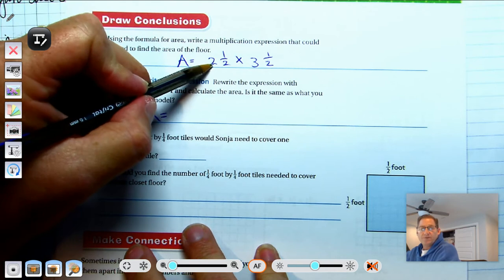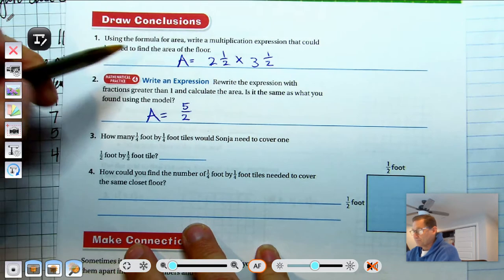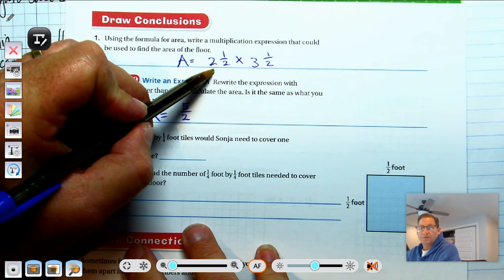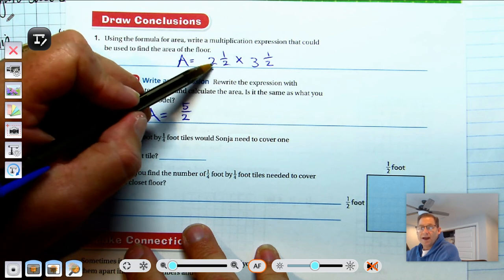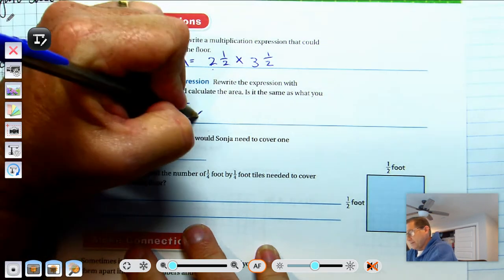So how many did we say was in 2.5? We said 5 halves, right? Because every whole number has 2 halves. So 2 times 2 is 4. There would be 4 halves in 2 wholes, plus the extra one, so 5 halves.